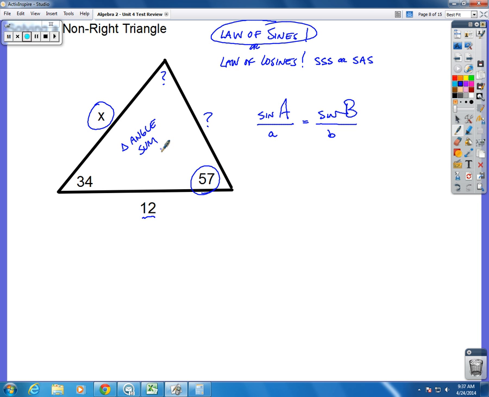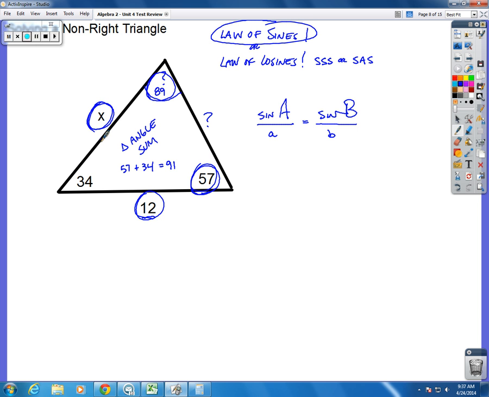That says all the angles in a triangle add up to be 180. So that means we have 57 and 34. Okay, and that gives us a total of 91. Okay, then we're looking for the difference between 180 and 91 for this angle right here. That's going to end up being 89. So that angle there is 89. Now we have 89 for an angle and 12 for a side and 57 and x.